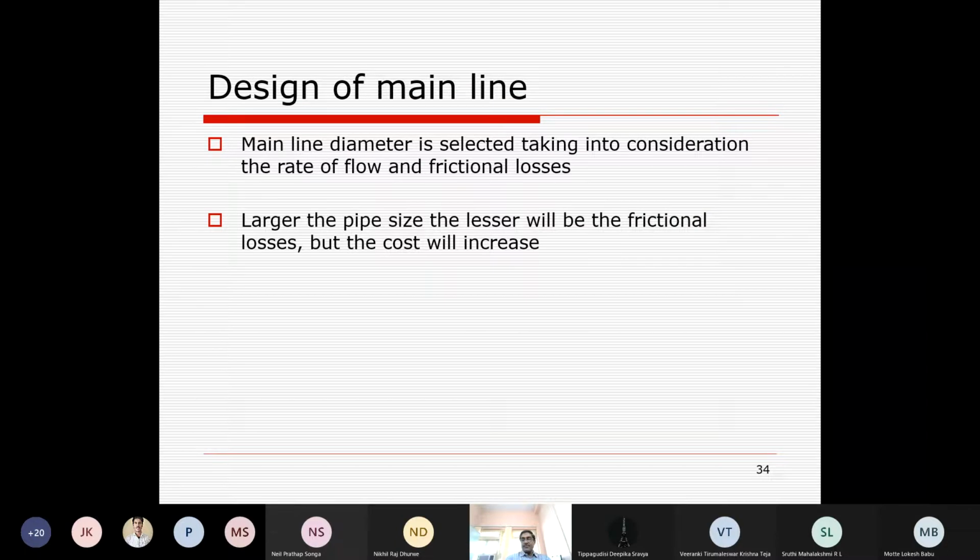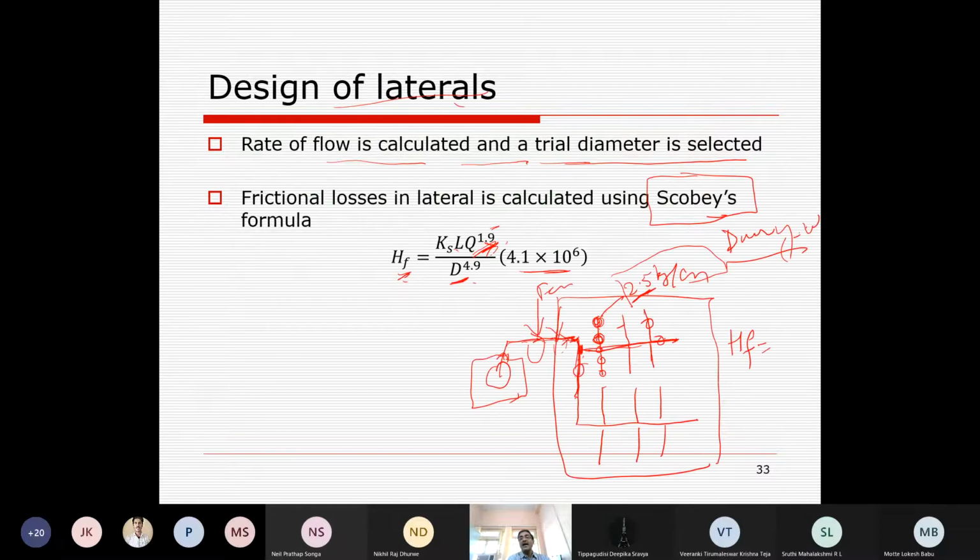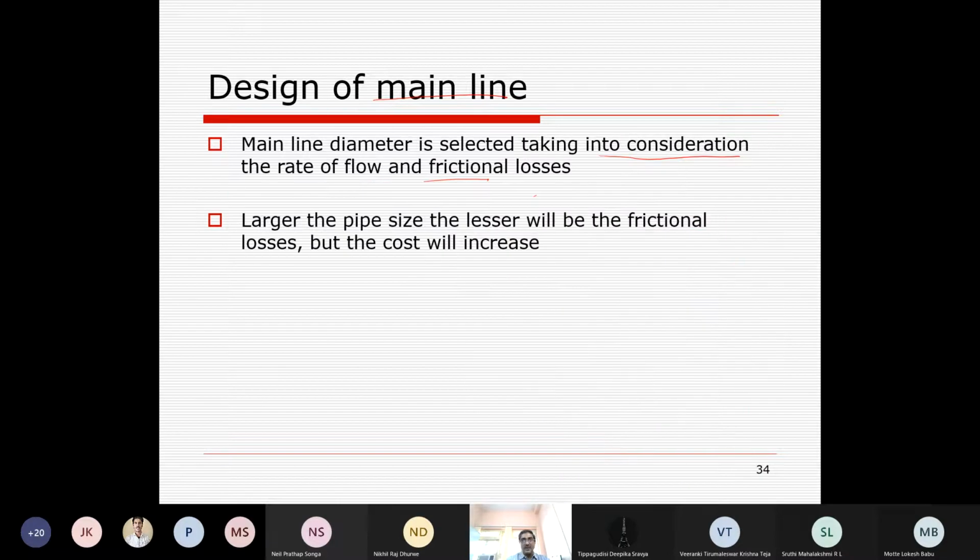So this is the design of laterals, and this is the design of the main line. The main line diameter is selected taking into consideration the rate of flow and frictional loss. Here we have already decided for laterals, then for submain, then main. And, you know this condition, the larger the pipe size, the lesser will be the frictional loss, but the cost of the pipe will increase.